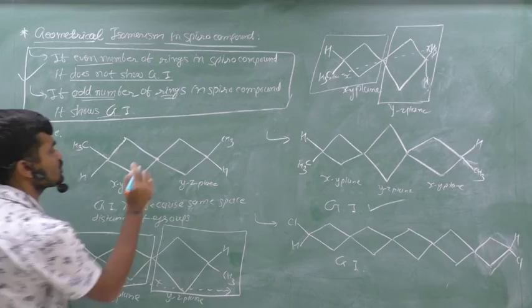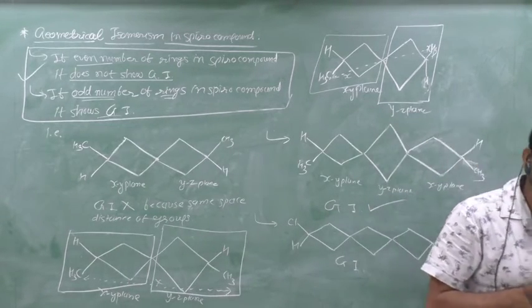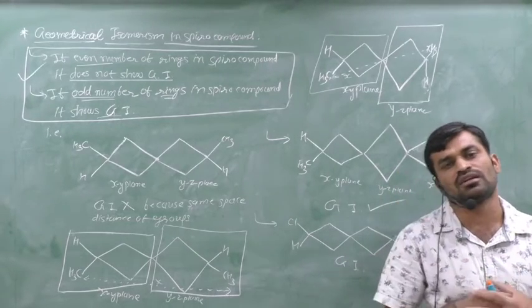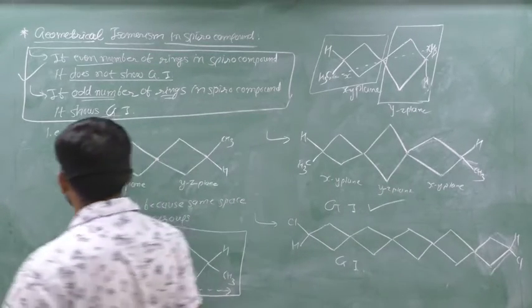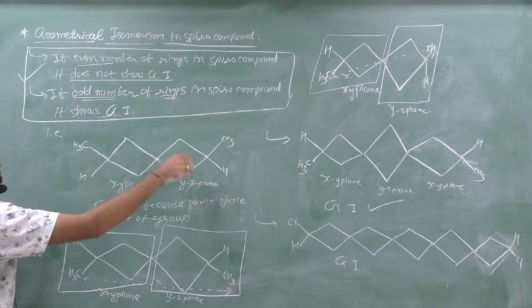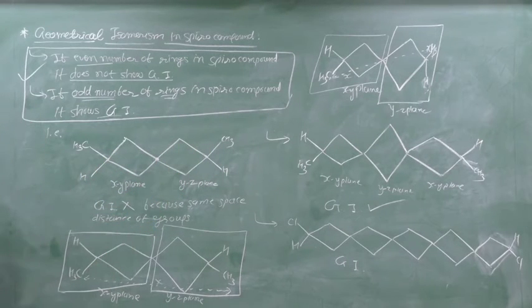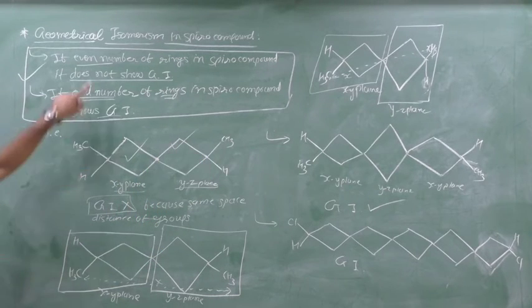In spiro compounds, two rings are connected to one common carbon. In bicyclo compounds, two rings are connected through two common carbons. Clear? Now we can study here. If we have a compound like that, CH3, H, one ring, second ring, CH3, H. Yes, it is a spiro compound. This ring is present in the XY plane and this ring is present in the YZ plane. Therefore this compound does not show geometrical isomerism because the number of rings is 2, which is an even number.